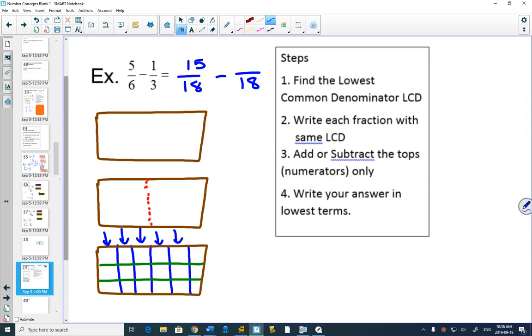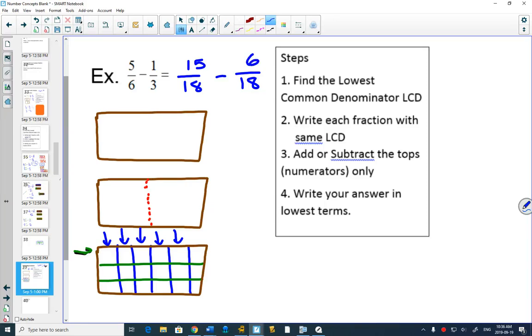Well, 1/3 would be like a row this way. If I took 1/3 of my chocolate bar, a row this way, how many pieces would that be? 1, 2, 3, 4, 5, 6 of them.